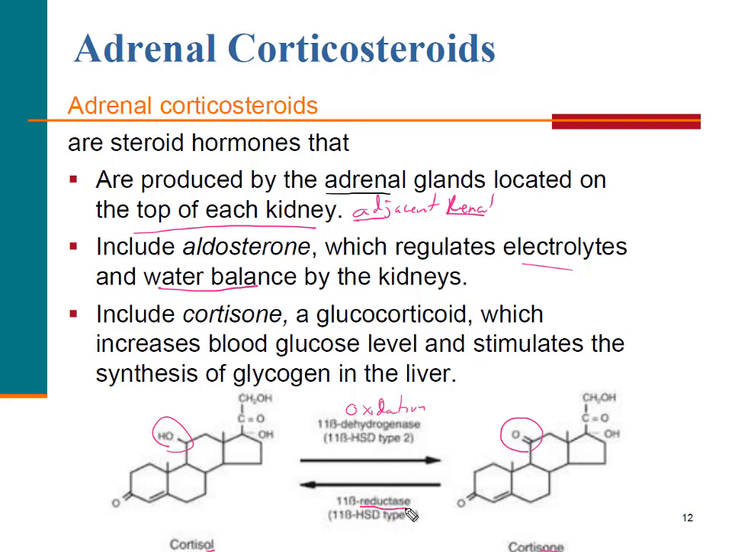There's an enzyme called 11 beta reductase. This is carbon 11, and it reduces this carbon 11 from the ketone to the alcohol. The other enzyme is a dehydrogenase. Remember, one of the definitions we had for oxidation was a loss of hydrogen. So what does a dehydrogenase do? It removes hydrogen. It removes this hydrogen, and goes from the alcohol to the ketone.